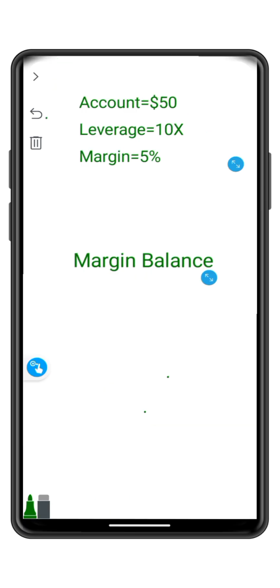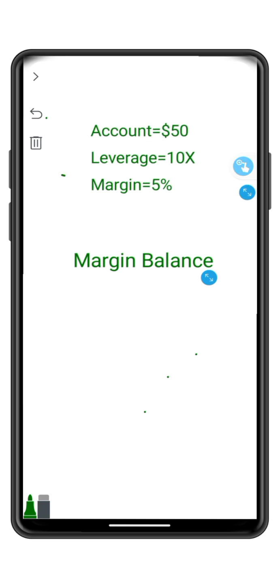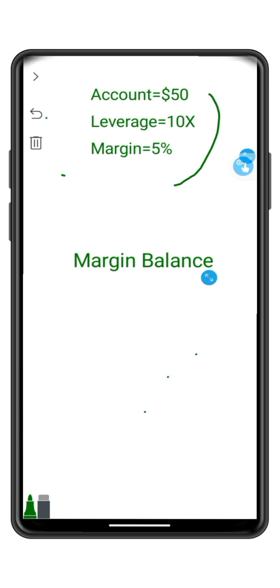So now let's look at another important jargon. This time we're looking at margin balance. This guy right here. So what is margin balance? Well, margin balance depends on the mode you are on. So let's start with isolated margin. Remember, for this trade we had 50 USD, leverage 10, margin was 5%. When we did the calculation, 5% of this gave us 2.5 US dollars as our margin.